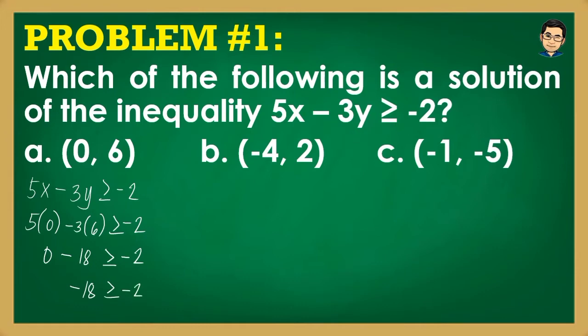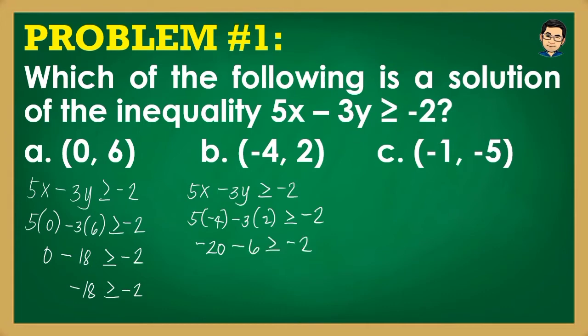Next, for letter B, again, we write the given inequality and then substitute negative 4, 2. That becomes 5 times negative 4 minus 3 times 2 is greater than or equal to negative 2. Next, multiply 5 times negative 4, that is negative 20. Negative 3 times 2, that is negative 6, is greater than or equal to negative 2. And then negative 20 minus 6, that is negative 26, is greater than or equal to negative 2.